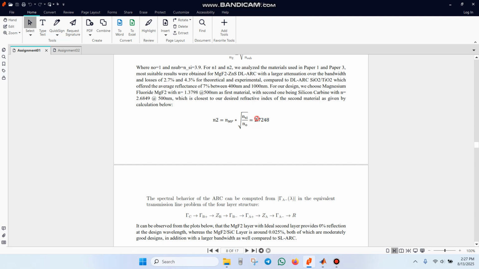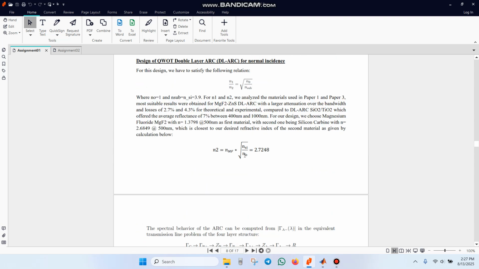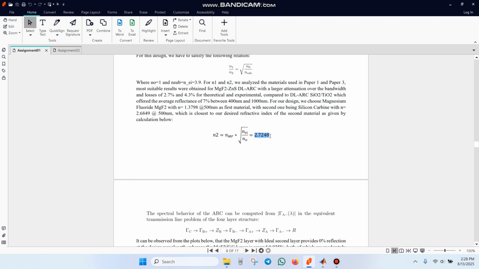Right, so this is the ideal scenario basically, and for the second material, we have to find the material that has the refractive index closest to this particular ideal value that we have gotten. So silicon carbide, from what we found from the refractive index website, was the closest that we can find, which offers a refractive index of 2.6849 at the wavelength of 500 nanometer. So this is our ideal, and this is the real value that is offered to us in the real world by the material silicon carbide.